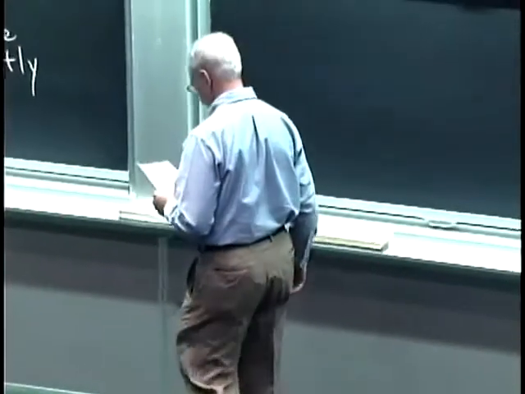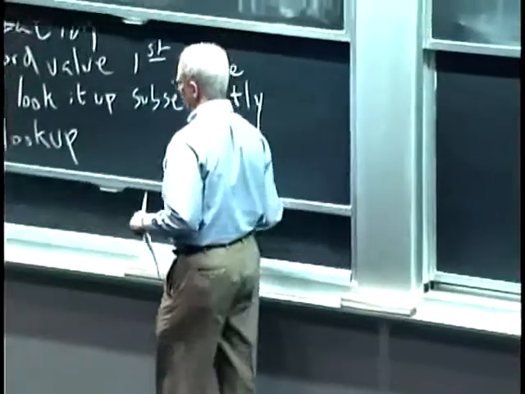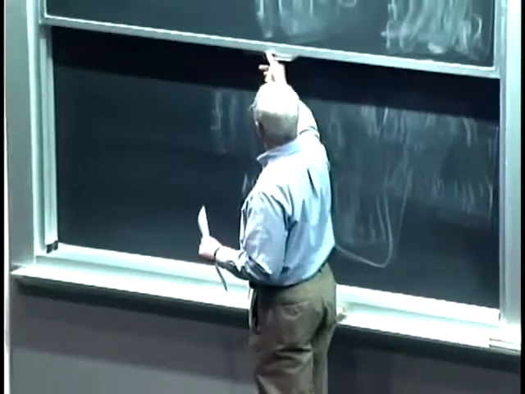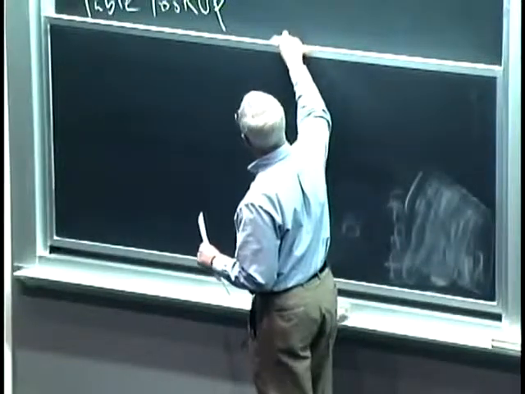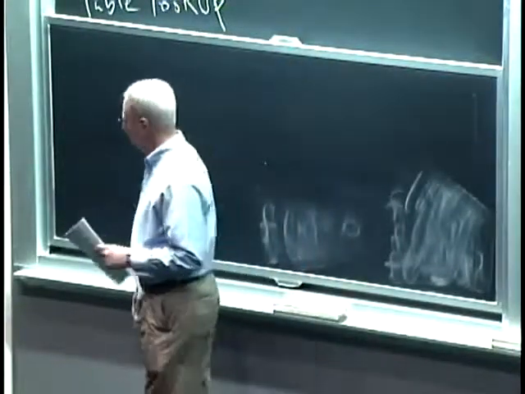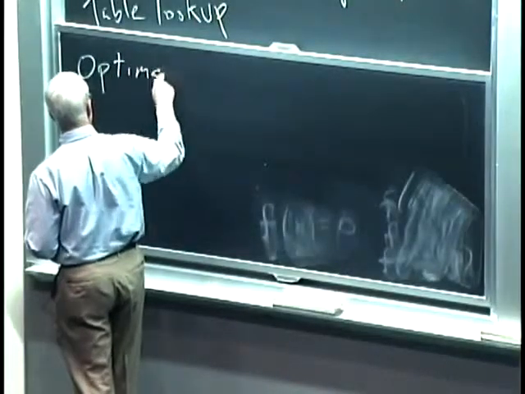All right. Now, when we talked about optimization problems in dynamic programming, I said there were two things to look for. One was overlapping subproblems, and the other one was optimal substructure.